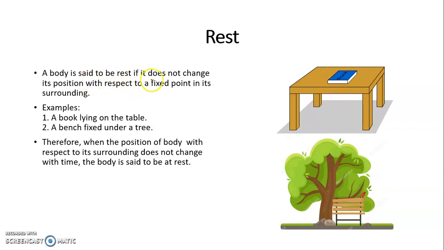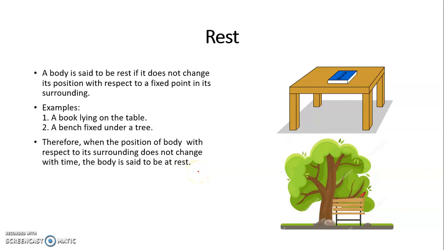So a body is said to be at rest if it does not change its position with respect to a fixed point, with respect to its immediate surrounding. For example, the book lying on the table is at rest. A bench fixed under a tree is at rest with respect to its immediate surrounding. So always remember, whenever the position of a body with respect to its surrounding does not change with time, the body is said to be at rest. I hope it is clear to you.